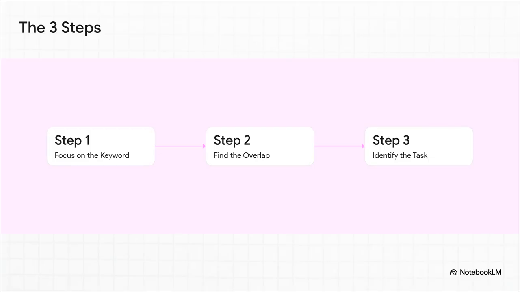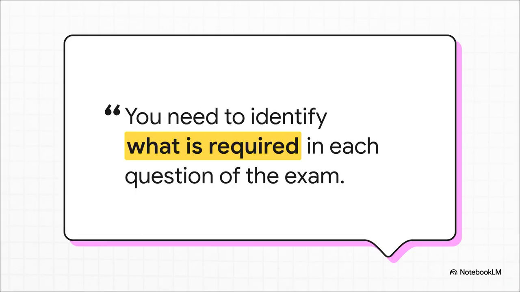Okay, you ready? Here it is. 3 simple steps. Step 1, just focus on the keyword they give you. Step 2, find the overlap. What are the words or ideas that don't change between the sentences? And then step 3, this is the magic part. You use those clues to identify the real task. What grammar point are they actually testing? And this quote just nails it.